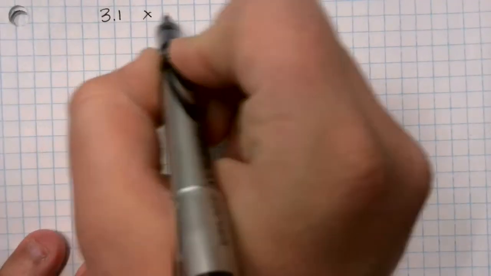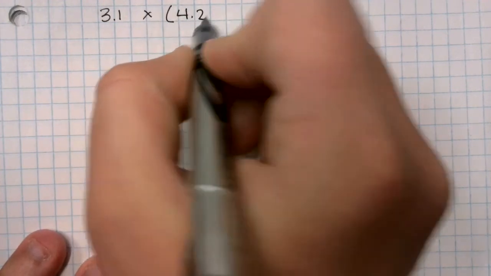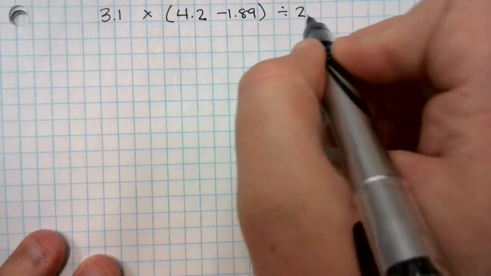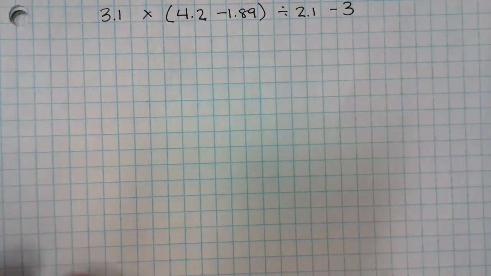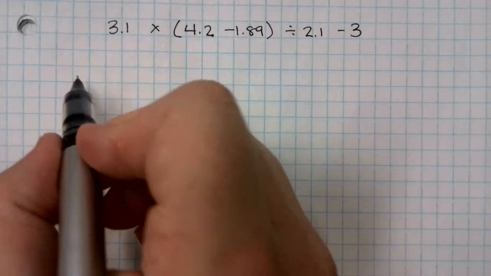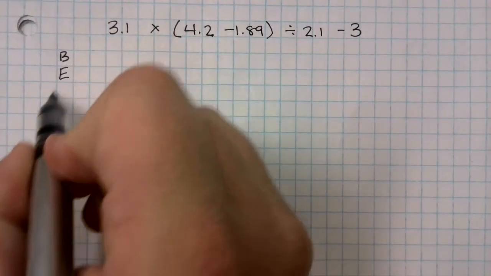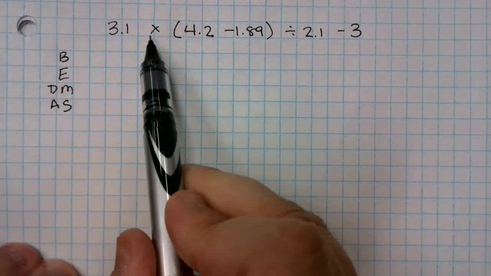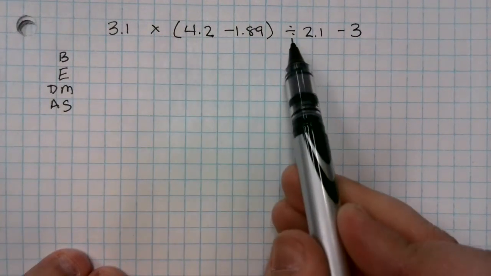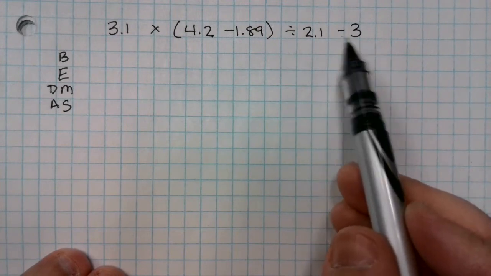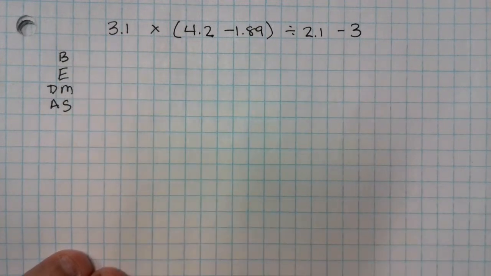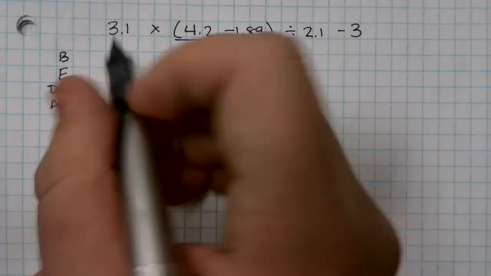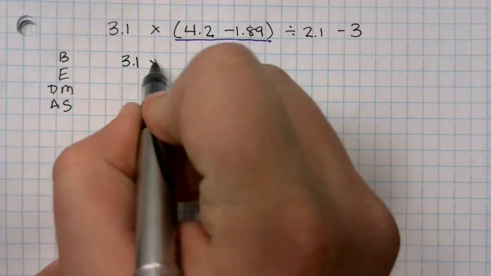3.1 times bracket 4.2 minus 1.89 close bracket divided by 2.1 minus 3. I'm going to write BEDMAS down the side here so we remember it. Now, following BEDMAS, I have multiplication, subtraction, division, subtraction. But my first step is brackets. And so I'm going to do the operation inside the brackets first and rewrite the rest of my equation that I haven't used yet.